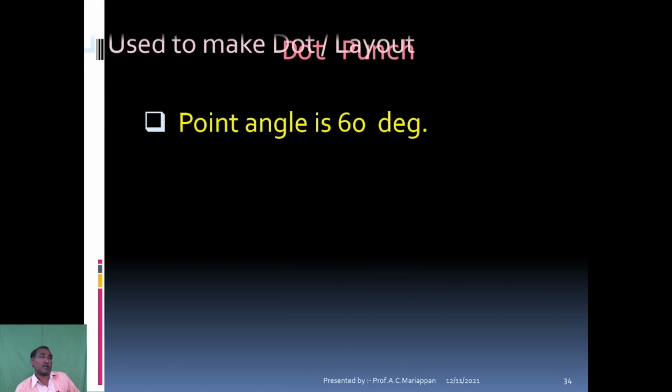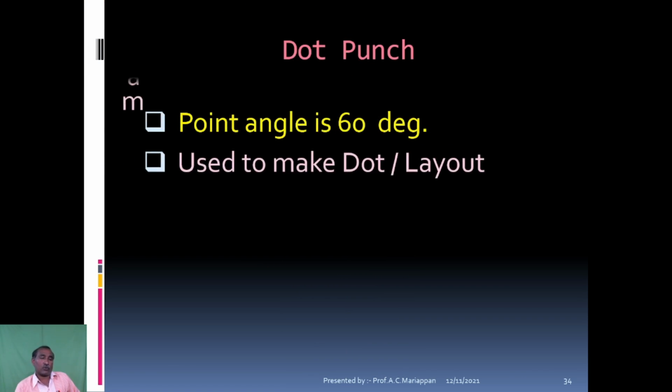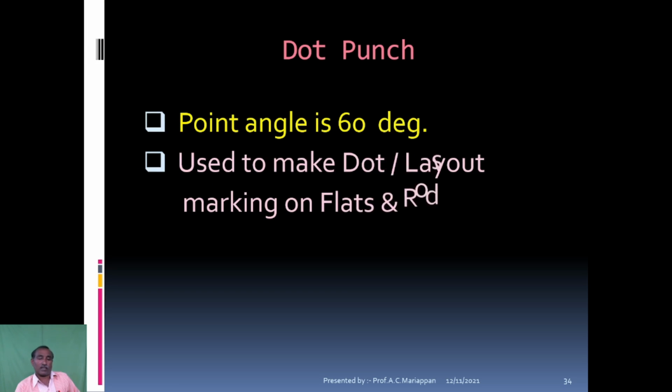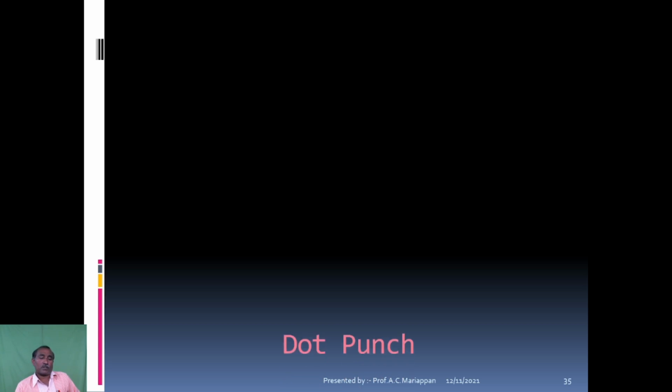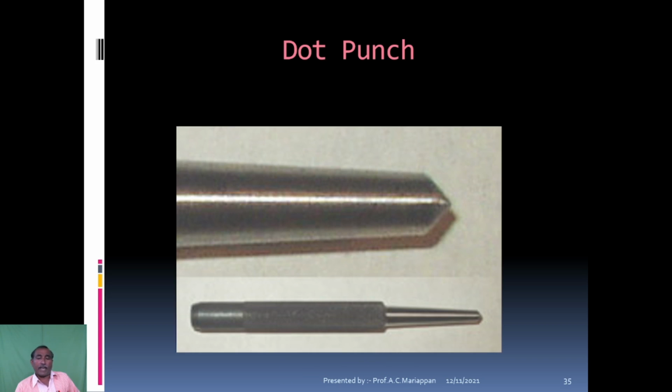The punch cannot be used directly. It is used along with a hammer. The hammer is considered a striking tool and the punch is a marking tool, so marking and striking tools come together, and you can use them for our purpose. The dot punch, having a 60° angle, is used to make a dot or layout marking on sheet metals. For marking purposes, the dot punch tip angle is 60°.